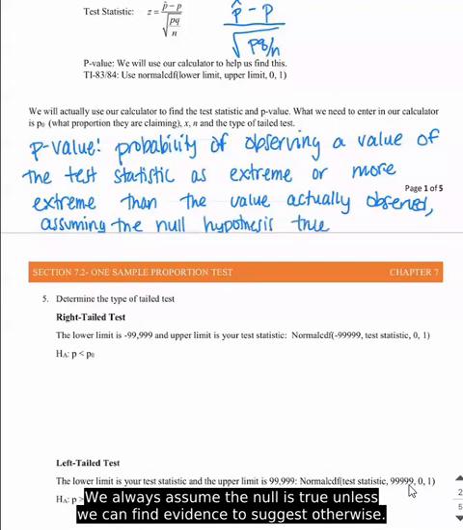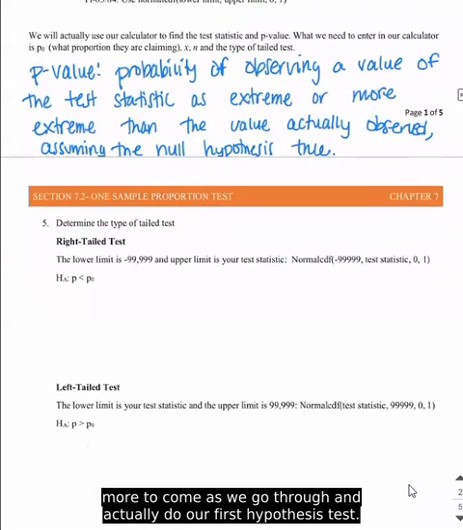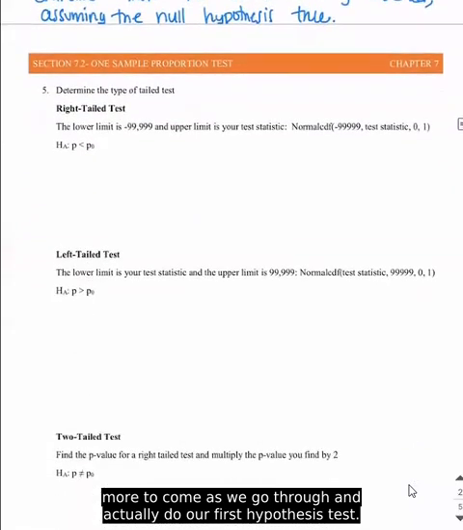So we always assume the null is true unless we can find evidence to suggest otherwise. So for the p-value, in order to conclude the alternative hypothesis, the p-value has to be very, very small, right, as an extreme. So that's a little bit about the p-value. More to come as we go through and actually do our first hypothesis test.